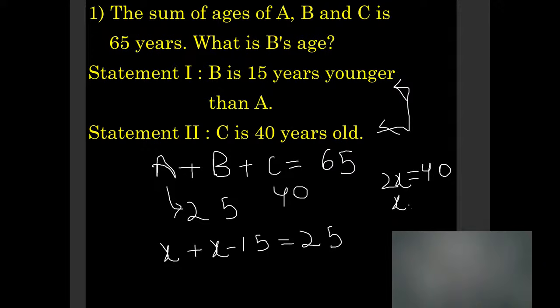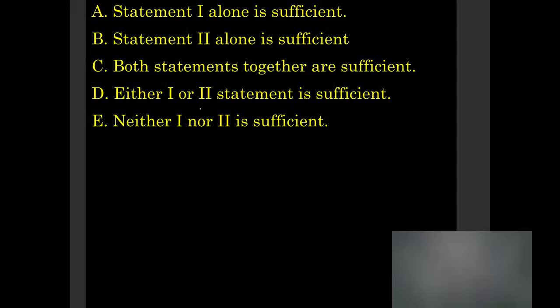X is equal to 20 means A's value is equal to 20. B's value is equal to 5. C's value is equal to 40. Our question is what is B's age? From this we can find that B's age is 5. But we will not have options such as 5, 10, 20. We will have the options like I showed you before in the first slide.